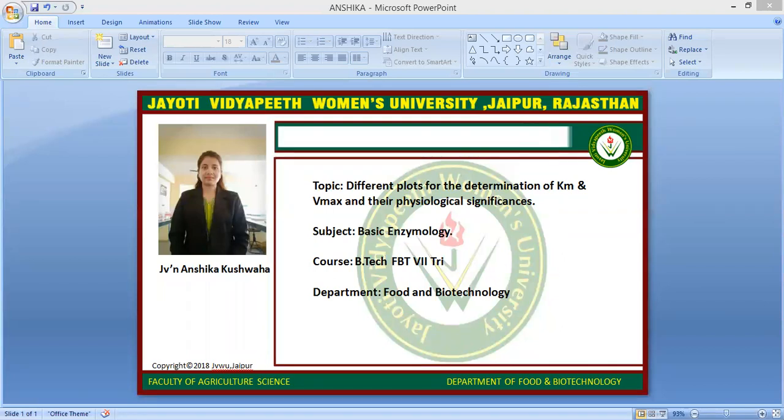Second one is first order reaction. The reaction rate or velocity is the rate of formation of the product P. Also, the reaction rate or velocity is proportional to the reactant or substrate concentration. That is V is equal to K[A].